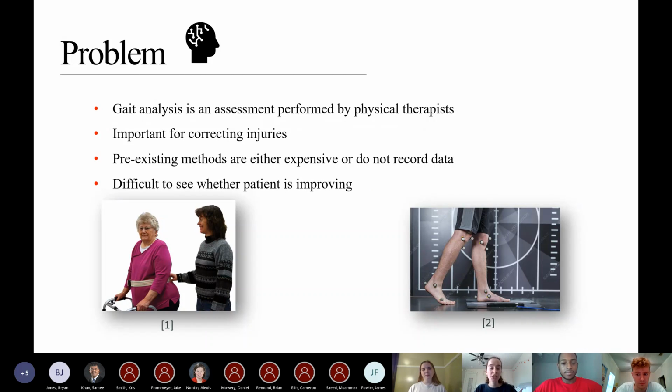So oftentimes physical therapists assign their patients homework, such as walking sessions, to do in between their therapy sessions. However, there's no way to monitor these patients during these walking sessions, and so it's very difficult to actually gauge whether a patient is truly improving or not.